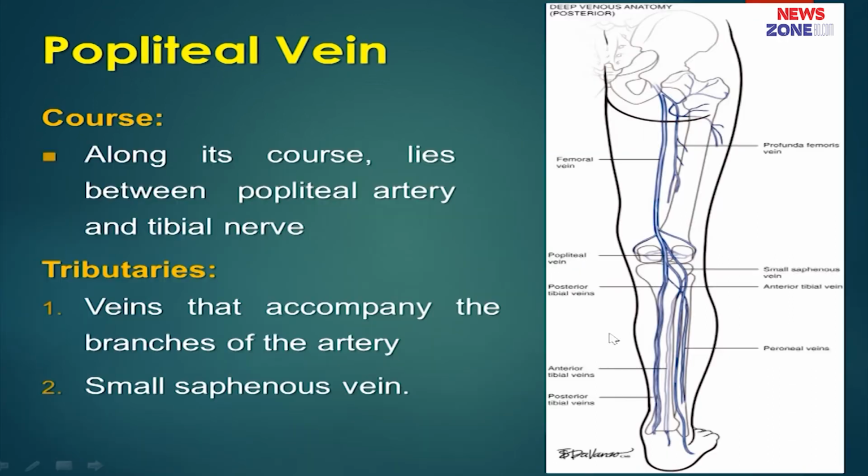Now the course of the popliteal vein: along its course it lies between the popliteal artery and the tibial nerve, as we have already seen. The tributaries are the veins accompanying the branches of the popliteal artery and also the small saphenous vein.